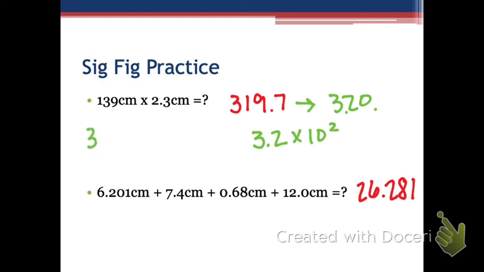Why can't I do 3.19 times 10 to the second? Why can't I do that? Nope. I have too many sig figs there. I'm only allowed to have two. I also can't do 3.1 times 10 to the second because that's not rounding correctly. So the correct answer has to be 3.2 times 10 to the second. Did anybody get there on their own? Yeah? Good. Okay. Can we use our calculator in the test? You will. Okay. What about the second one?